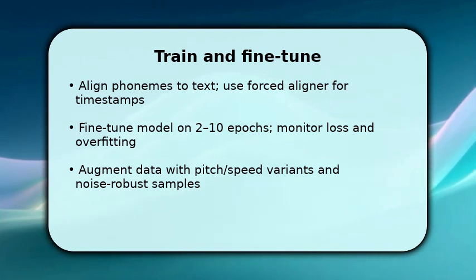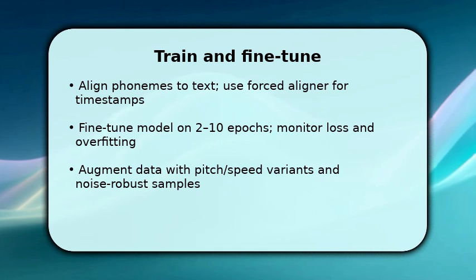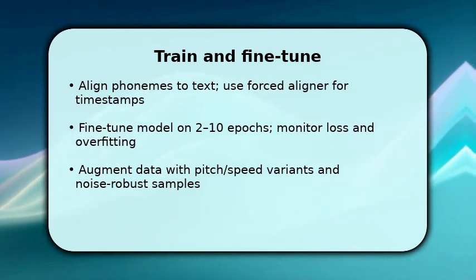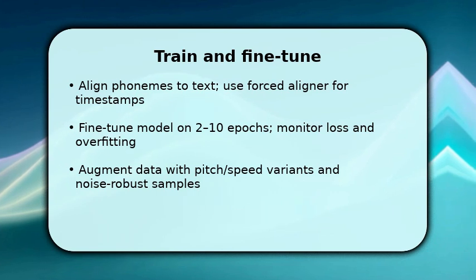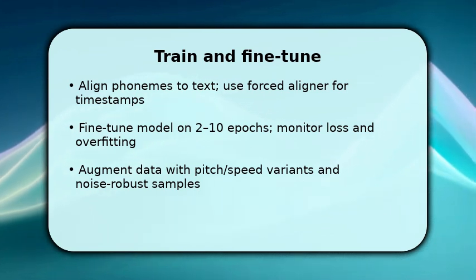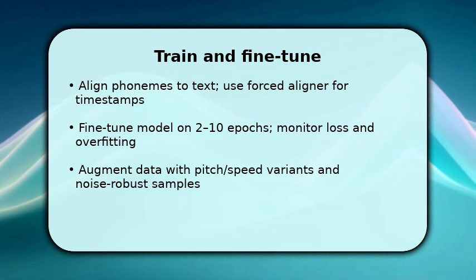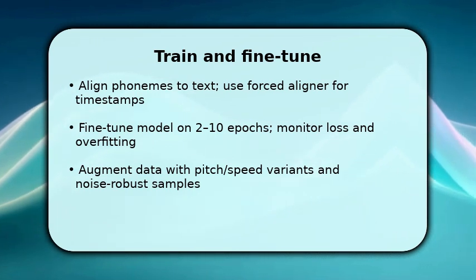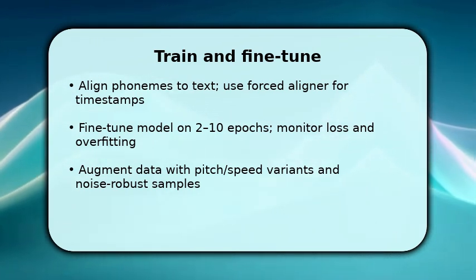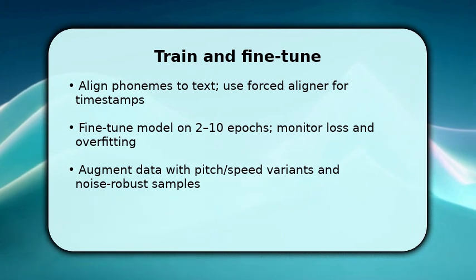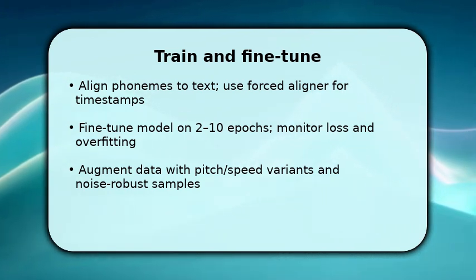This improves synthesis accuracy. Then fine-tune the chosen neural TTS for a few epochs, watching validation loss to avoid overfitting. Fewer high-quality epochs beat long, noisy runs. Once done, apply data augmentation, small pitch, speed, and noise variations to increase robustness and iterate with diverse sentences.